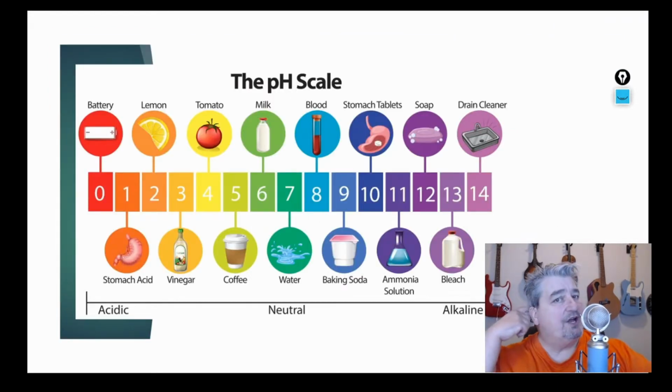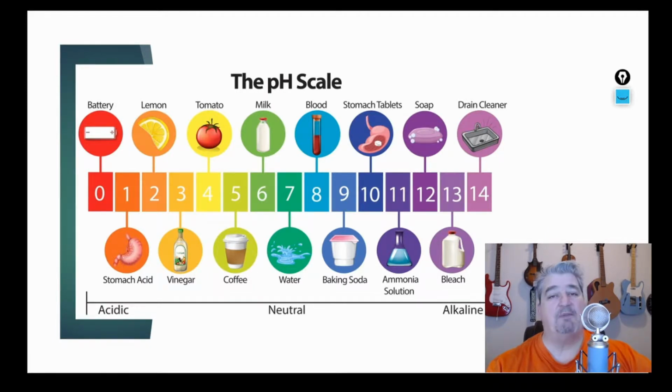Everything scales on the pH scale. Pure acids go down to 0. Pure bases are at 14. And everything falls in between. Blood, I was surprised to find out, is not a 7, where I thought it would be neutral. It's slightly basic at 7.3, 7.4 in that area. Water is actually neutral at 7.